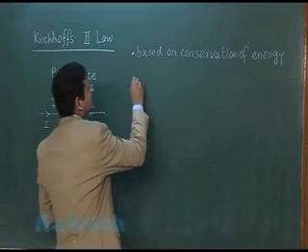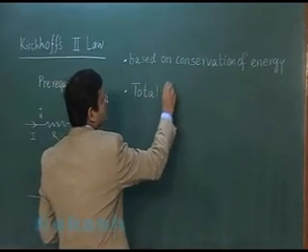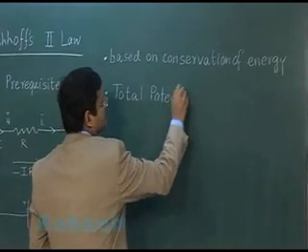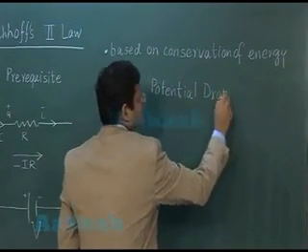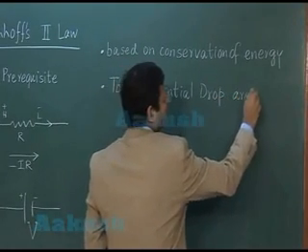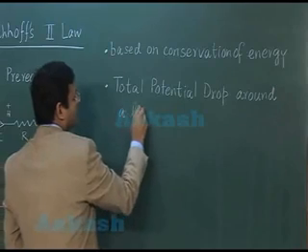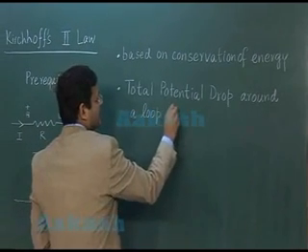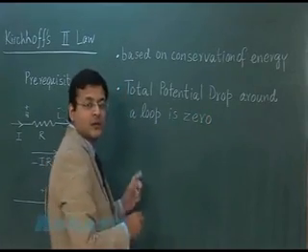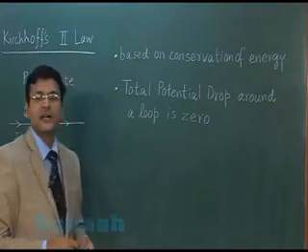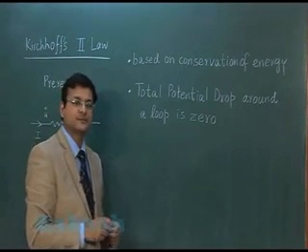Now, what is the statement of the second law? Second law says that total potential drop around a loop is zero. You understand? This is the statement of the second law, that total potential drop around a loop is zero.